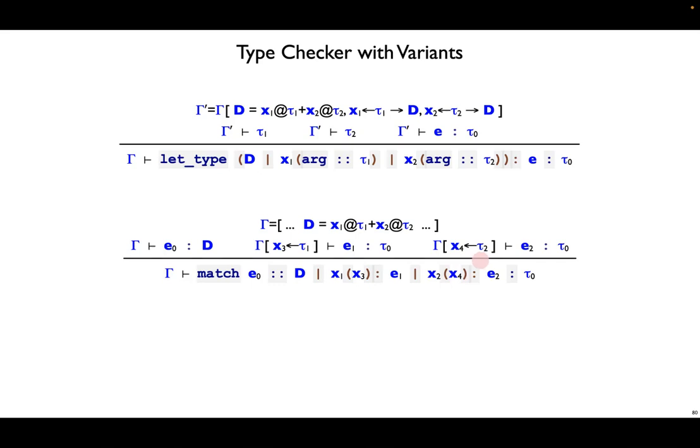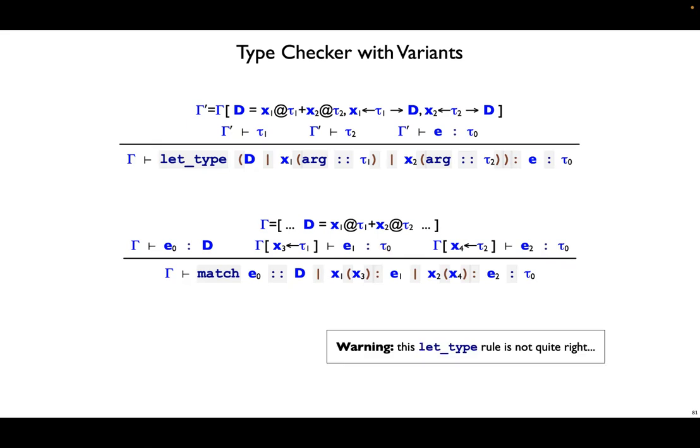There are a lot of x's here, but x2 and x1, those are the tag names. x3 and x4, those are the arguments. Finally, we conclude that the whole match expression has type tau0, and that's got to be the same type that both branches have. E2 needs type tau0, and E1 also needs type tau0. One warning here, there's a subtle problem with this let type rule. We will get back to that later. For now, let's dive into the code.